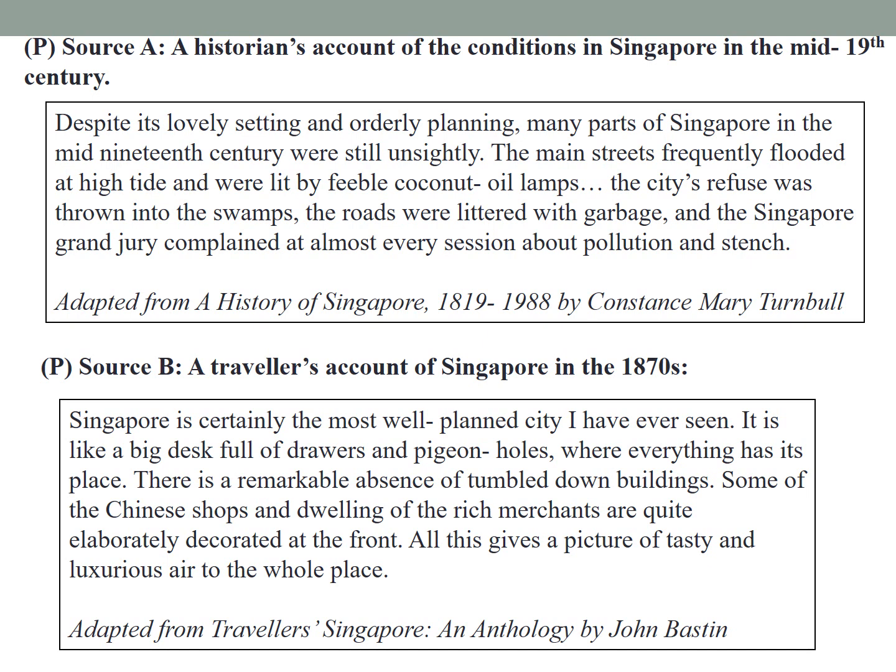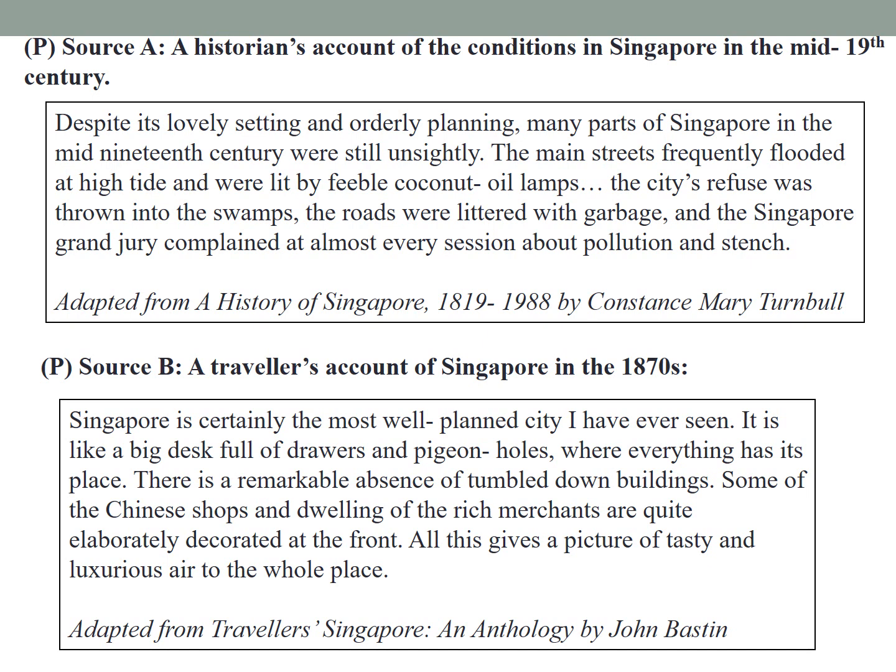So, apart from this one sentence that is complimenting Singapore, the rest of the source paints Singapore in a negative light. Therefore, the living conditions or conditions in Singapore in the mid-19th century were unsightly. So that's the first source.